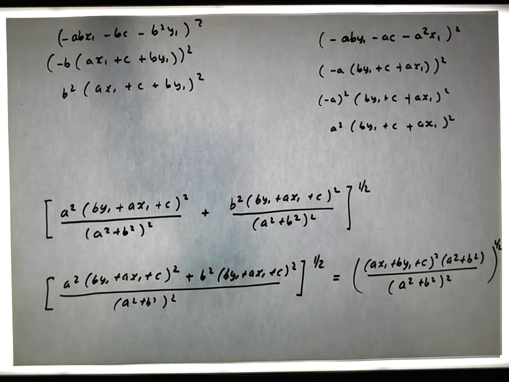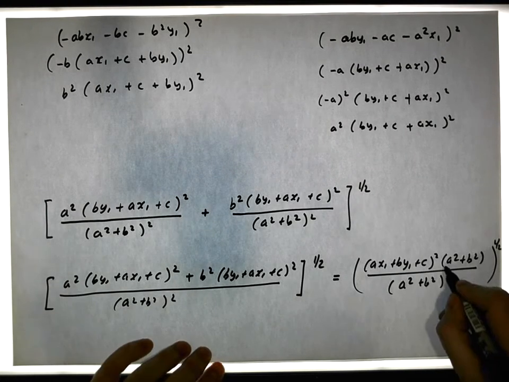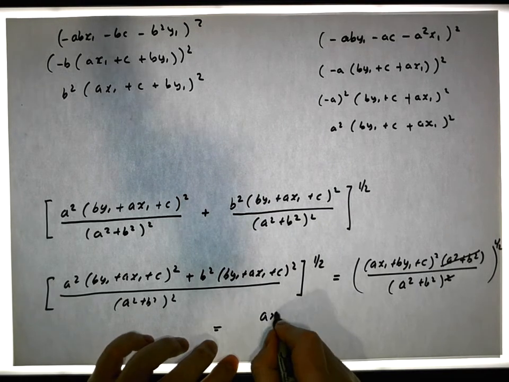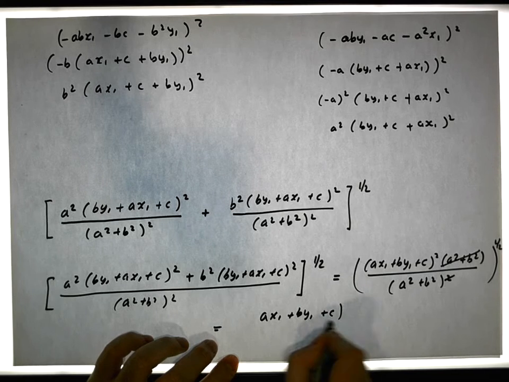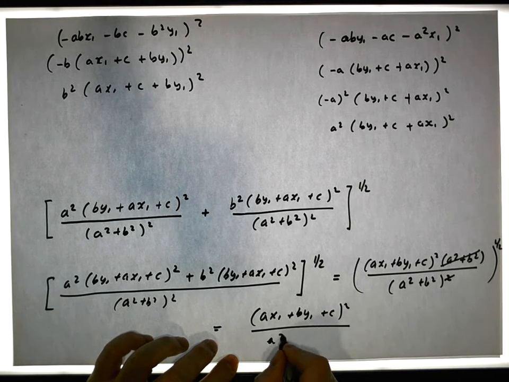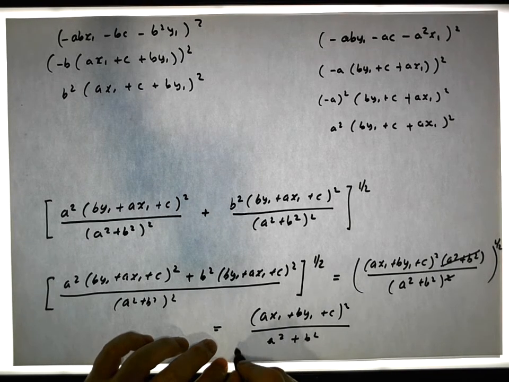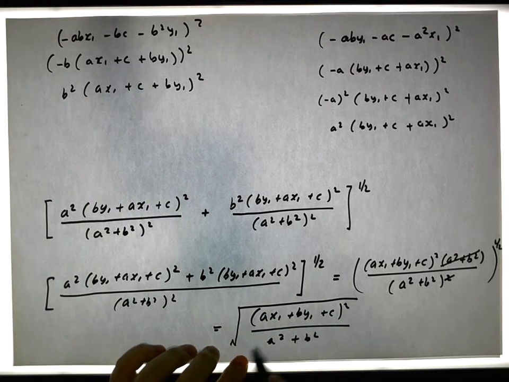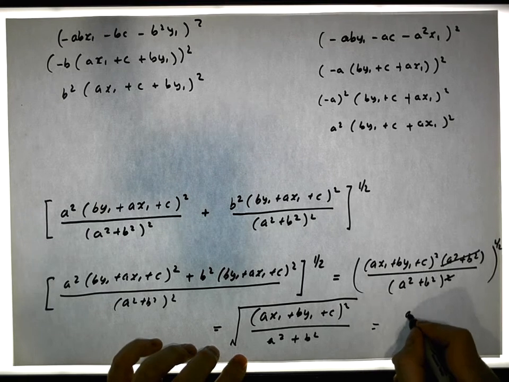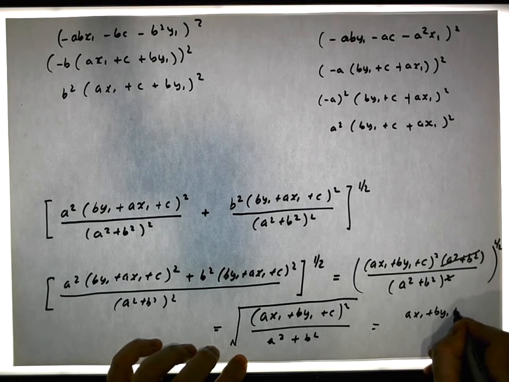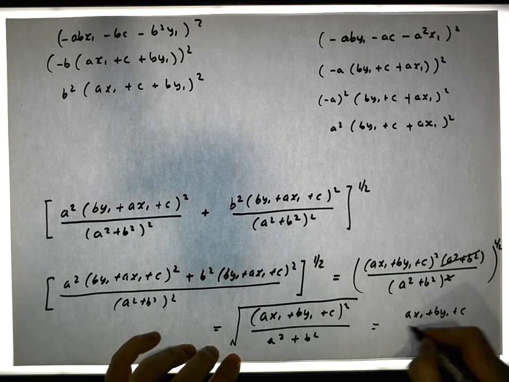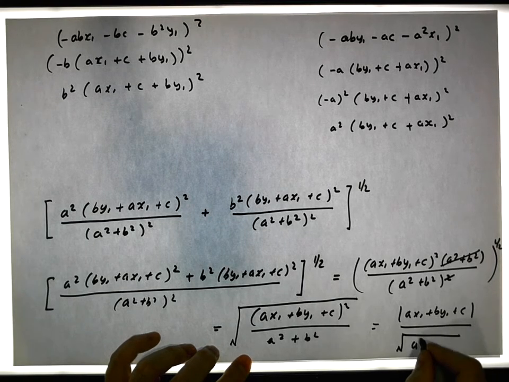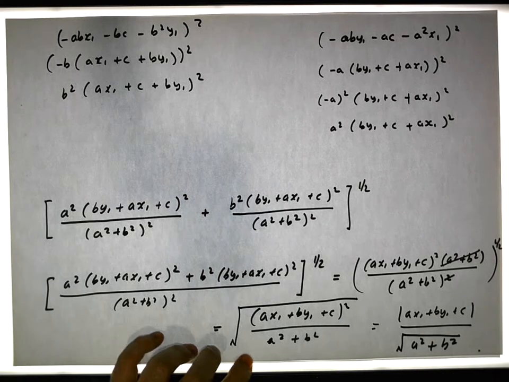Okay, and you can probably see what's happening here is that this cancels out with the square, which leaves us with ax1 plus by1 plus c squared over a squared plus b squared, and it's the square root of this. The root of the root here of the square gives us ax1 plus by1 plus c. Actually, we're going to take the positive version of this, so it's the absolute value of it all over the square root of a squared plus b squared. Okay, so guys, there you go.